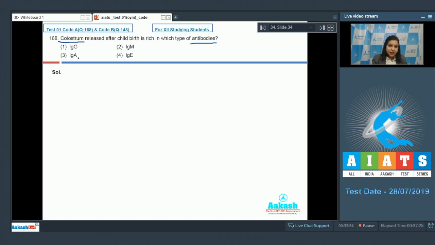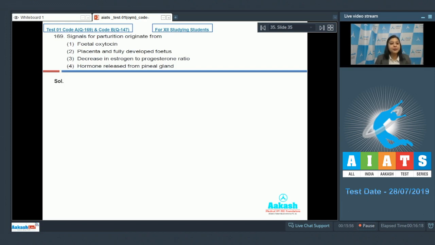IgG is the smallest antibody, crosses the placenta and provides passive immunity to the developing fetus. IgM is the largest antibody, whereas IgA is the secretory antibody. IgA is present in all the secretions of the body. Mother's milk is also a secretion of mammary glands, which are modified sweat glands. So the colostrum is rich in IgA. Our answer becomes option number 3, and IgE mediates mostly allergic responses. These are the type of questions you usually get from the other options mentioned here.